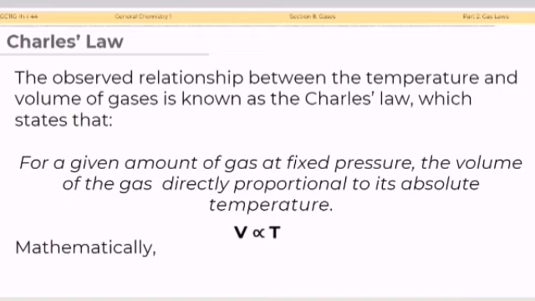The observed relationship between the temperature and the volume of gas is known as Charles' law, which states that for a given amount of gas at fixed pressure, the volume of the gas is directly proportional to its absolute temperature. Don't forget the keyword, directly proportional. Volume and temperature are directly proportional.